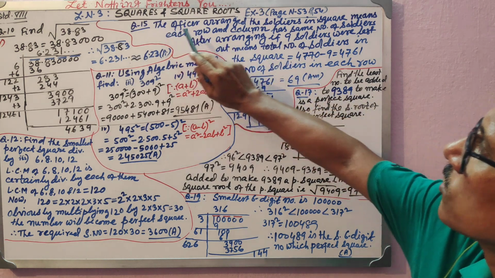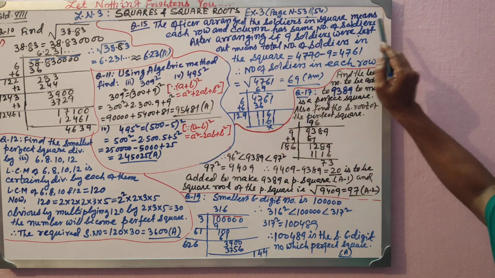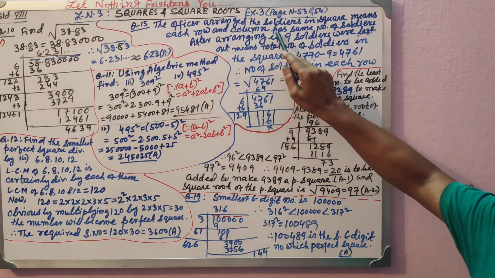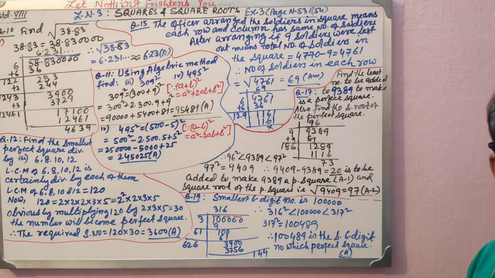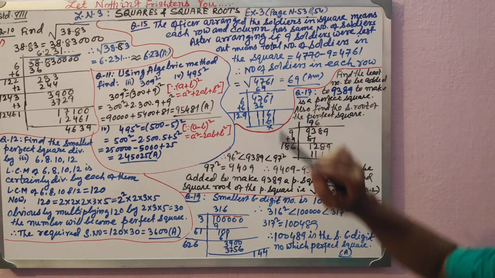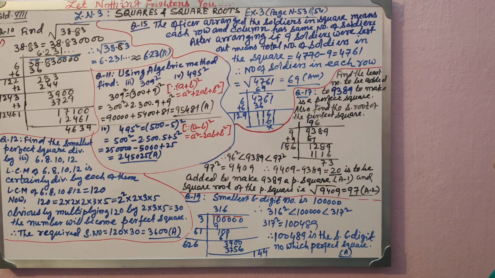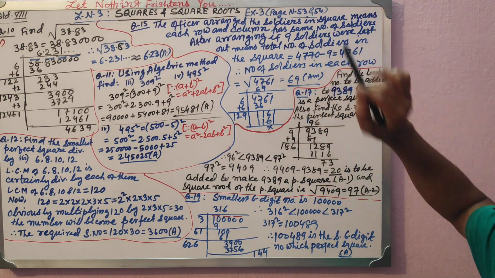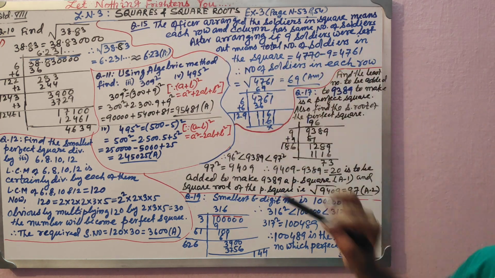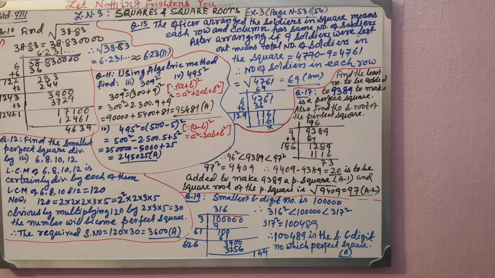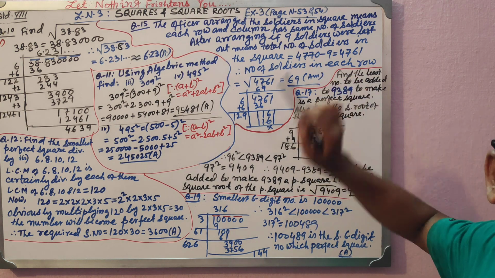We have to write it. The officer arranged the soldiers in a square, means each row and column has the same number of soldiers. Do you agree with me? With some people or some objects, if you are keeping the same number row-wise and column-wise, they form a square shape. Could you understand? So each row and column will have the same number of soldiers. After arranging, 9 soldiers were left out, means extra. So the perfect square would be whatever number is given to you minus 9.